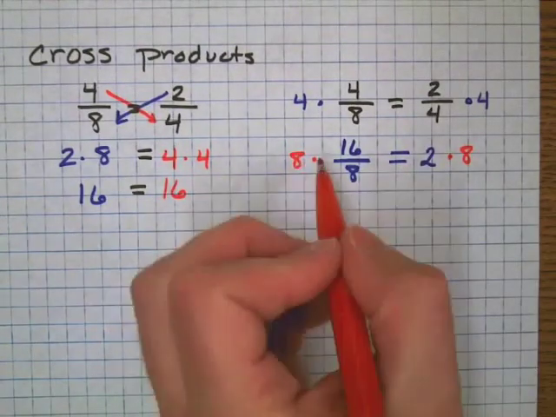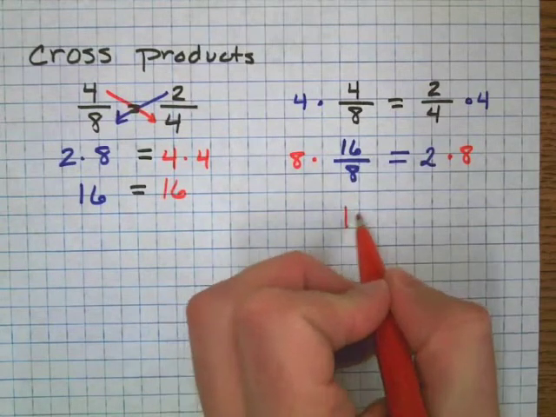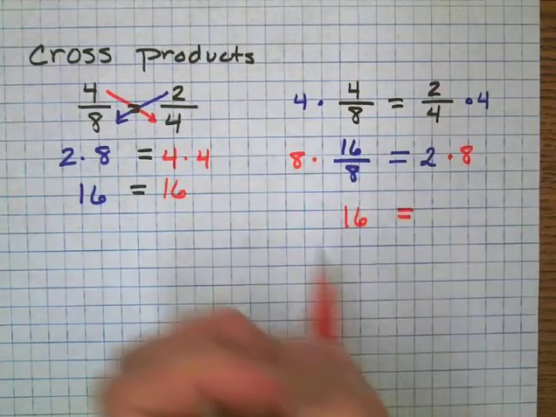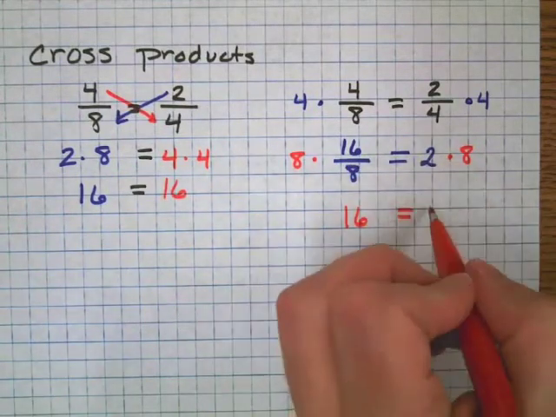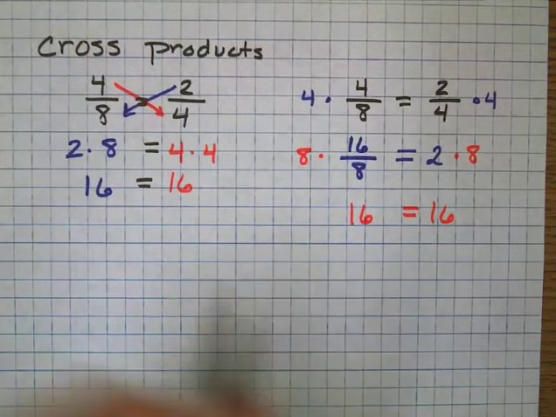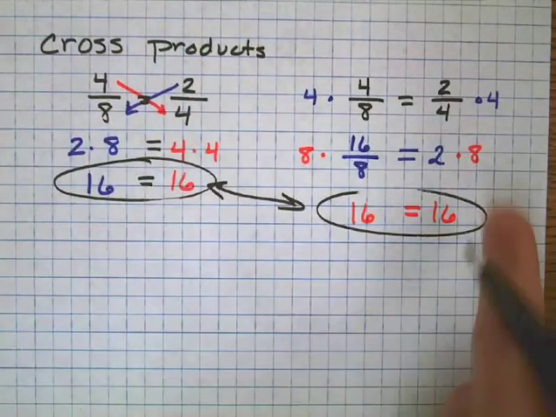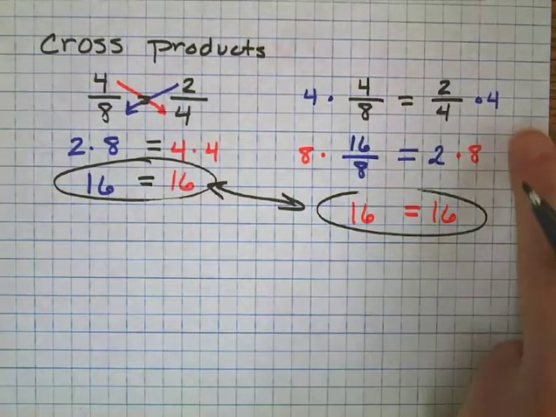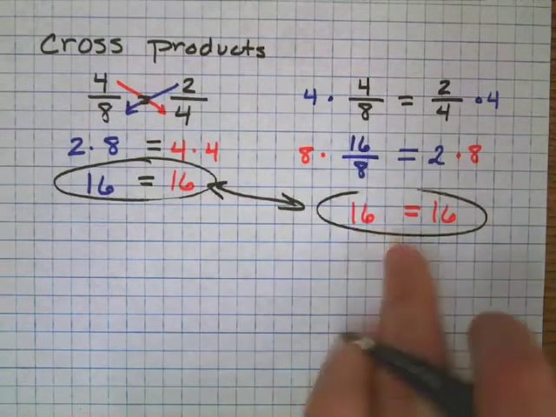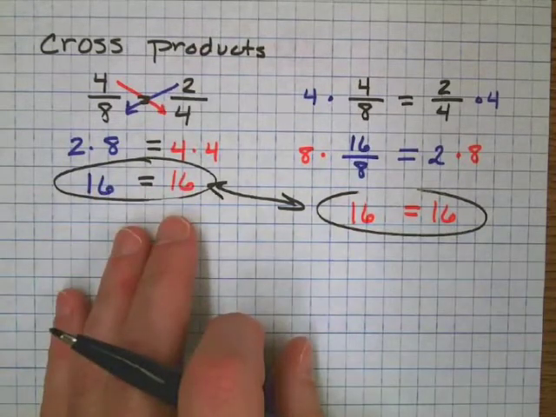I'm keeping it equal. Well, 8 times 16 divided by 8, that's just going to be 16, because I'm doing the inverse of this operation here. And 2 times 8 is 16. And that is the same thing that I came up with over here. So I could go through all these steps right here where I'm undoing the operation on both sides and come up with showing what they're both equal to, or I can use cross products.